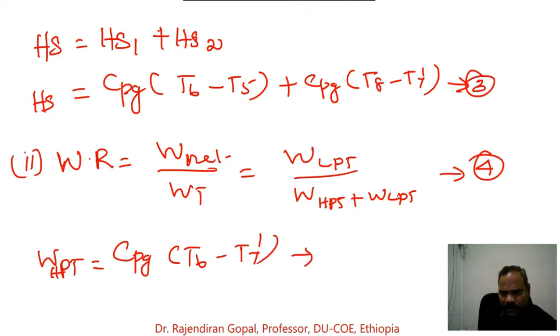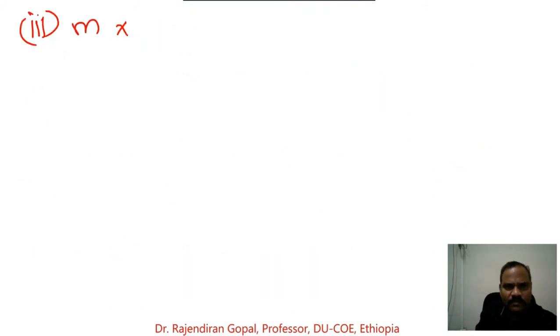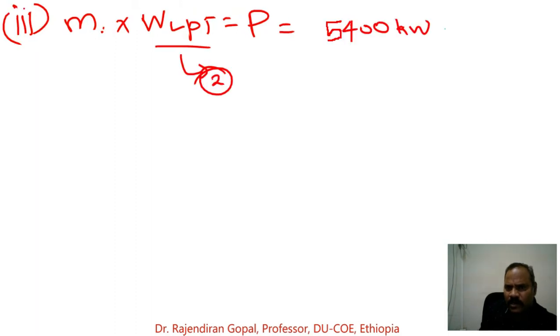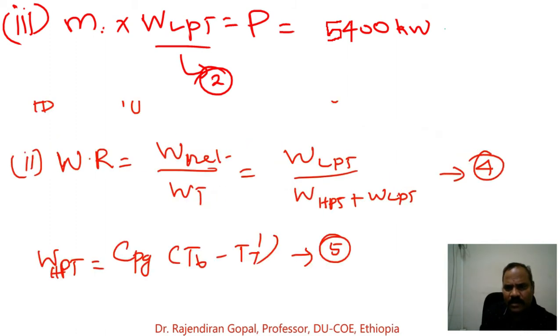That is equation 5. The third question is mass flow rate into work of low pressure turbine is equal to power output of the turbine, that is 5400 kilowatt. So this work of low pressure turbine can be obtained from equation 2.